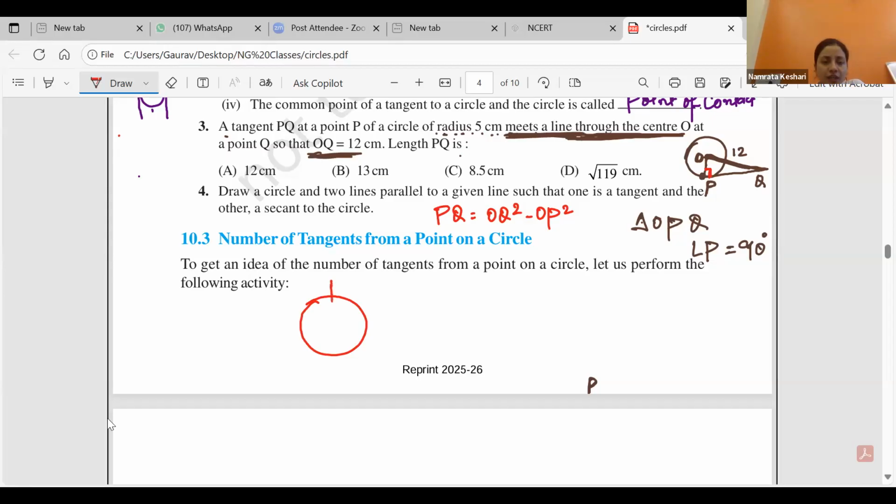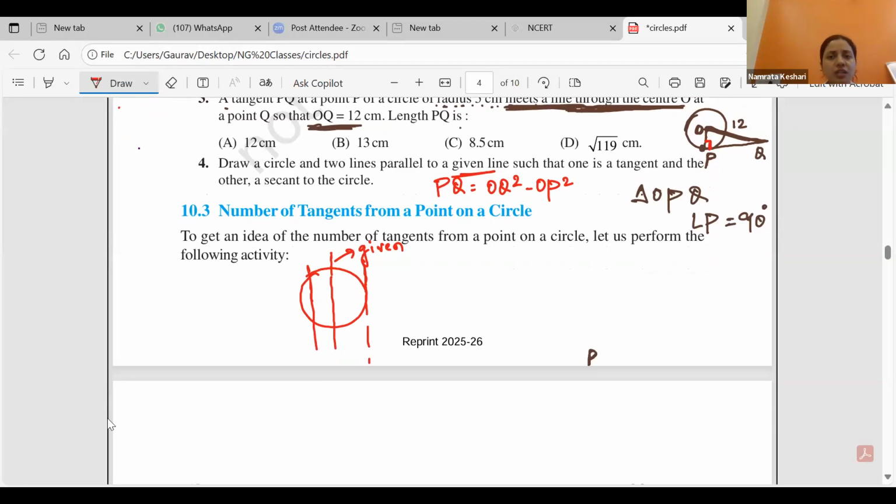So we have a line. Suppose this is the given line. Okay, it's just a construction where one of the lines is a tangent and another is a secant. This type of question you will not get in your exam. This construction is just to check whether you are clear with the terminology, tangent, secant and all. Okay, let's do a few more questions.